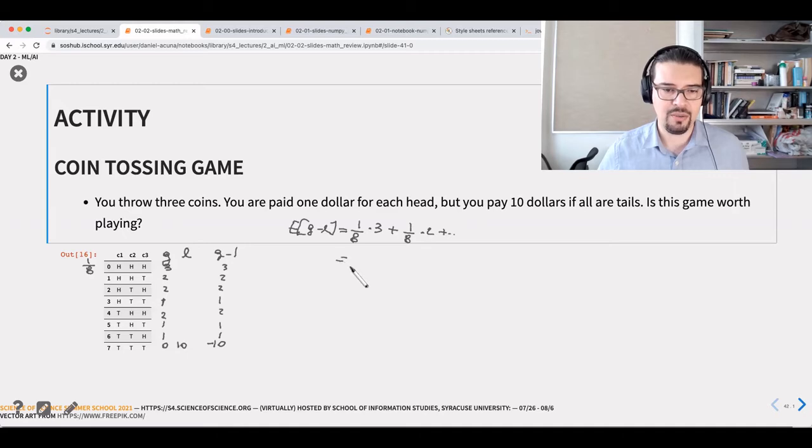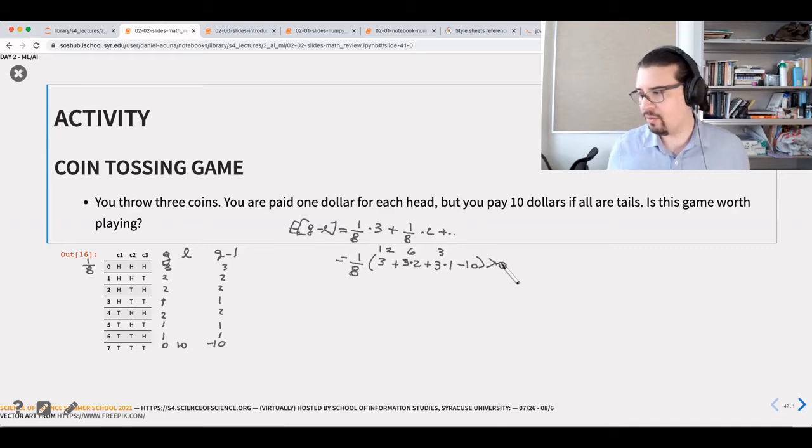So you can see that at the end I can just factor that out, and I have 3 one time, 2 three times, so 3 times 2, and then 3 times 1, and then 1 time minus 10. So this will be 6, so 3 and 6 is 9 already, and this is 12. So I have 12 minus 10, that's positive. Excellent. So the game is worth playing. Yes, exactly, Ali. Thank you.